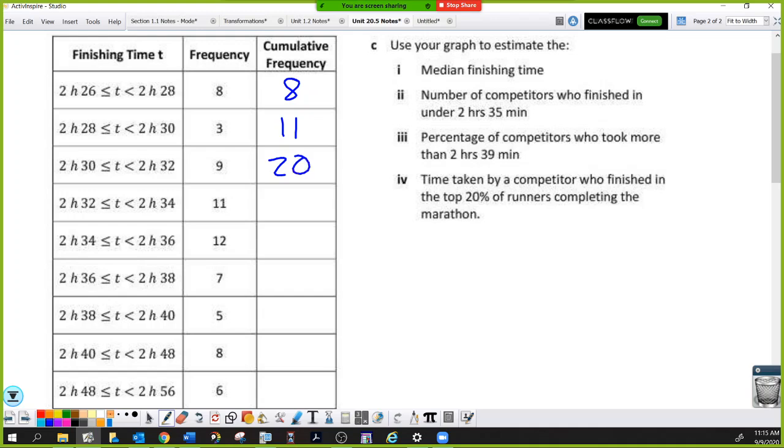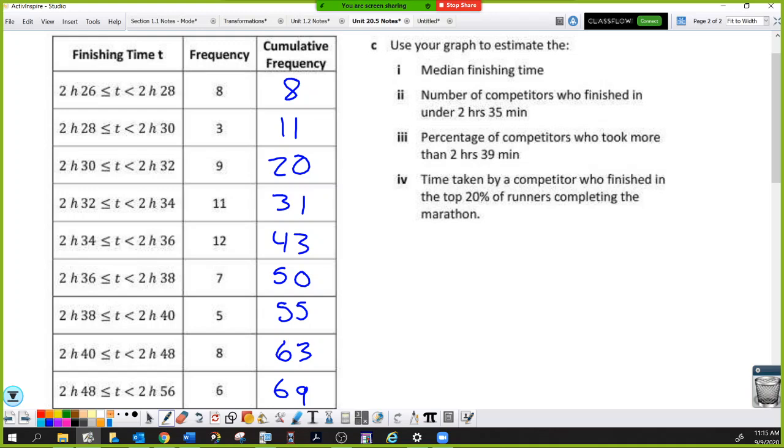Then 11 more. And then 43. And then 50. 55. 63. And then, so there were 69 people in this marathon.